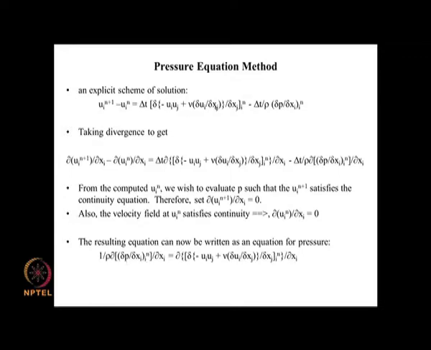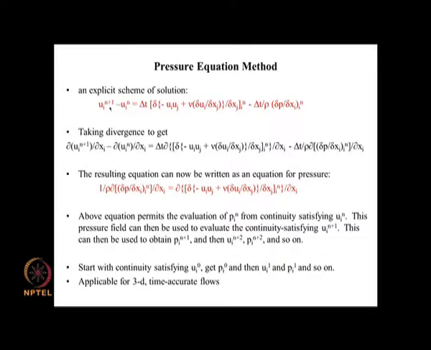We put that P into this equation here, and then all the right hand side is known. So from this we can get u_i^(n+1). We start with u_i^n, then we get P^n, and we substitute in this and then we get u_i^(n+1). That is what is shown here. These equations permit the evaluation of P^n from continuity-satisfying u_i^n. This pressure field can then be used to evaluate the continuity-satisfying u_i^(n+1) here.